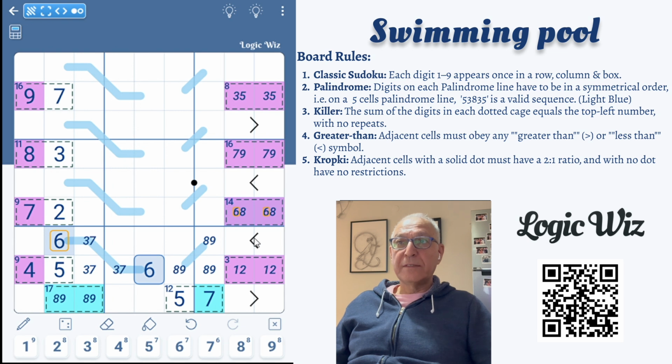Now, where can 6 go in this box? It cannot be here, not be here. It can be either one of these two cells, but we have here 7, 8, and 9 already, so 6 cannot be here. There will be no greater digit than it. So 6 must be here. And now this one is an 8, this one is a 6.